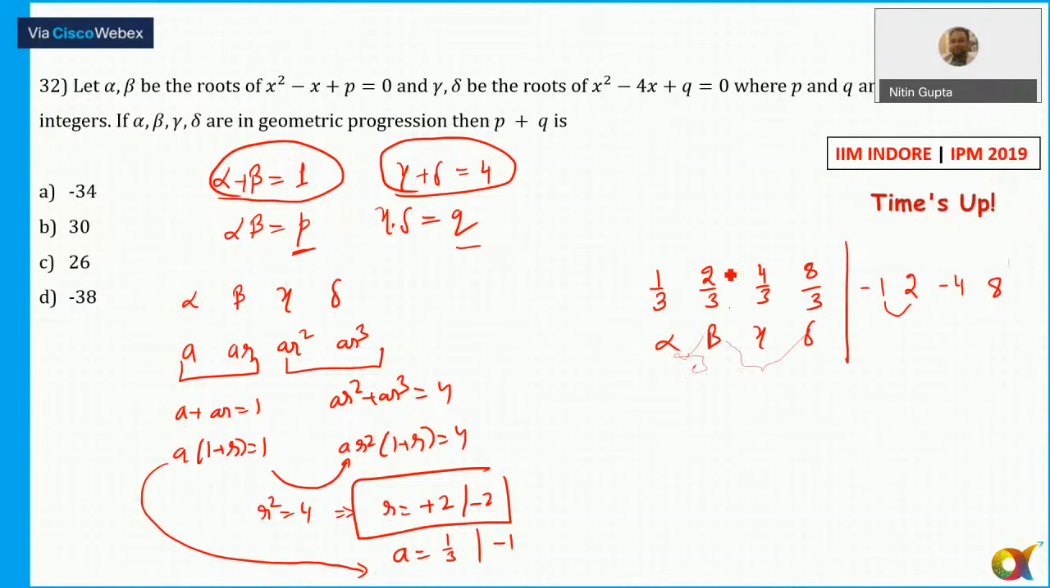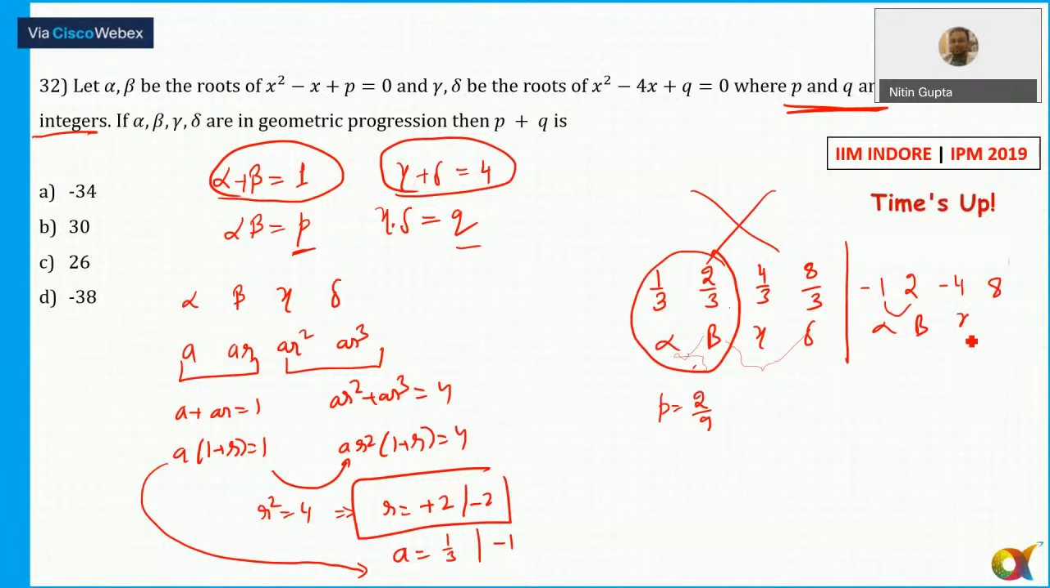Product of alpha into beta. So if I multiply alpha into beta, the value of p is equal to 2 by 9. But it is given that p and q are integers. But here I am not getting integers, so the first case will be ruled out. Second case, this is alpha, beta, gamma, delta. So alpha into beta, that is p. So p is equal to -1 into 2, which is -2, and gamma into delta, the product of these two values, that is equal to q, and q is equal to -4 into 8, that is -32.